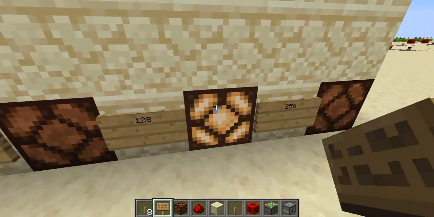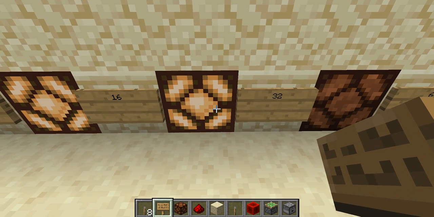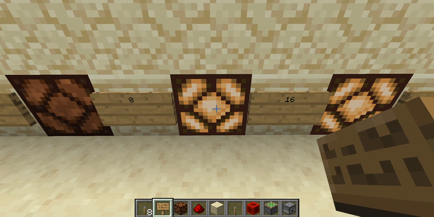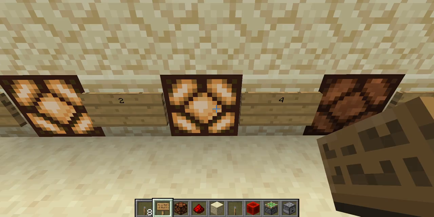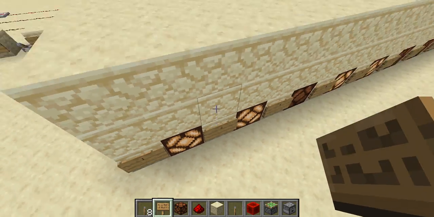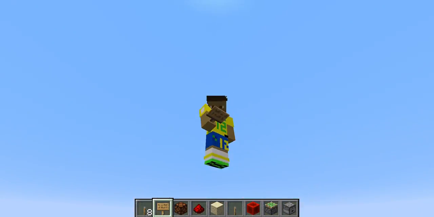So, of course, we're expecting 155, so we got 128. Plus 16 is 144. 152. 154. And 155. There it is. There it is, and that's your logic circuit, 8-bit adder.